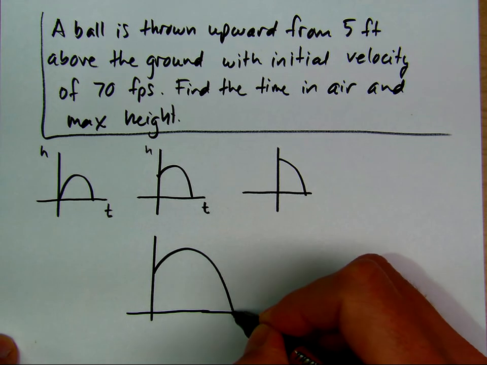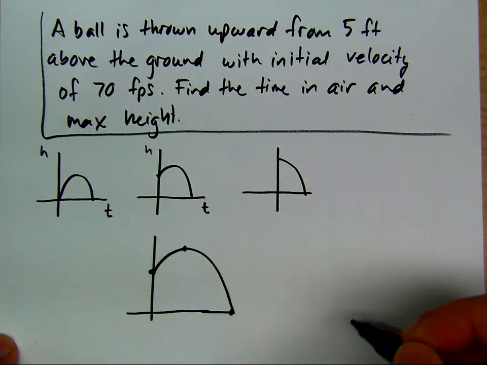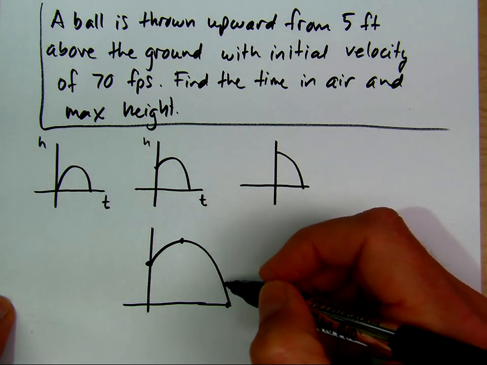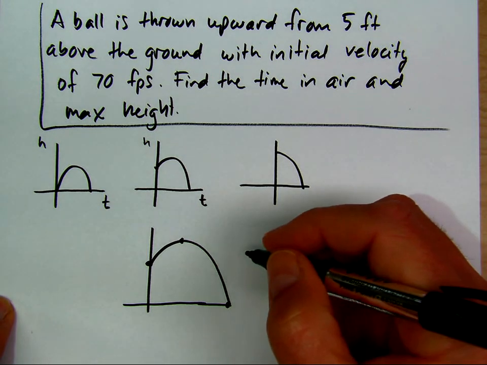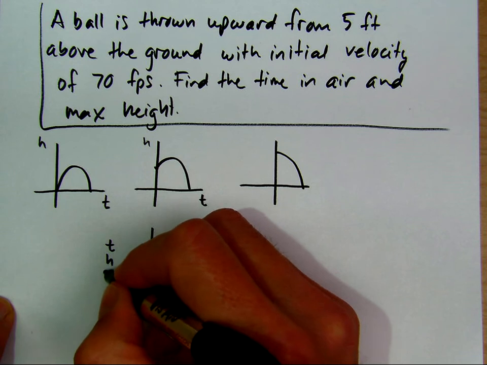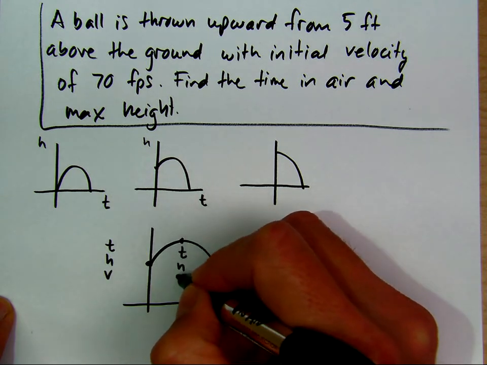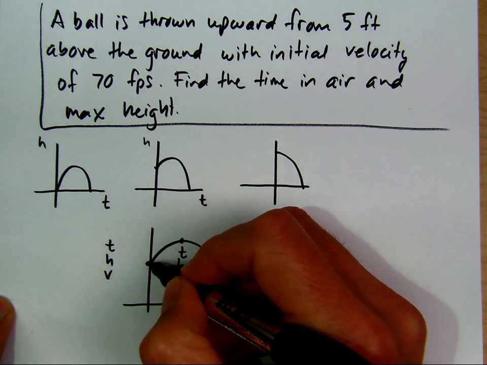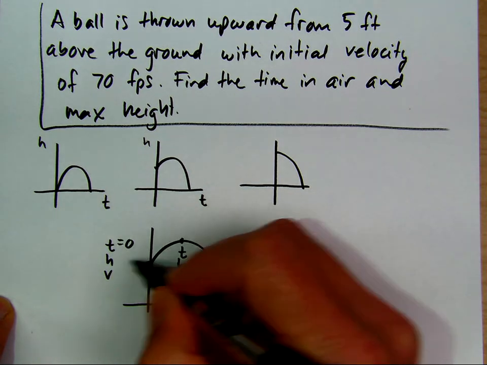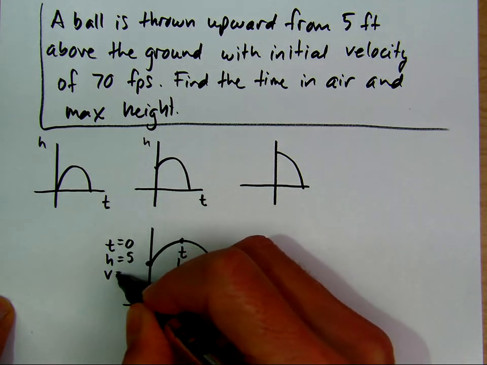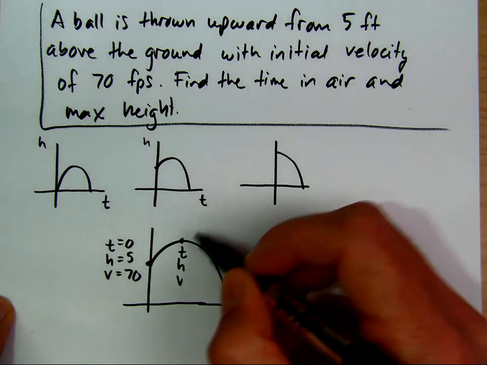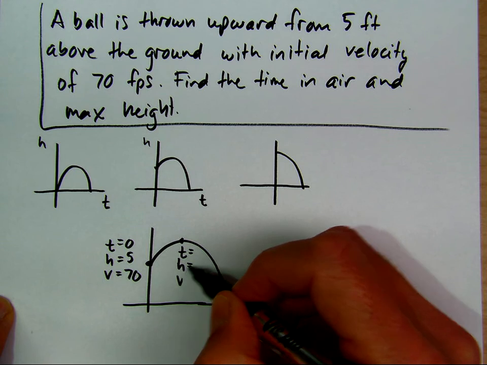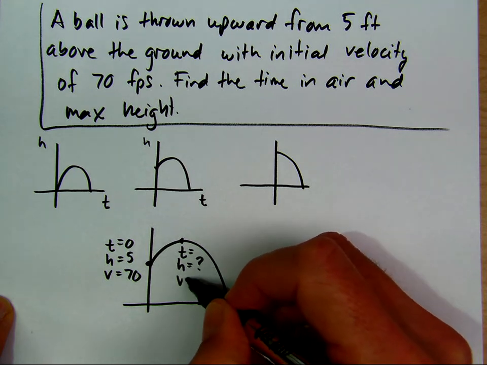And we want to fill in all the information that is given, and also information that we know, and we can find time, height, and velocity. Time, height, velocity for each of these. The time here is 0. The height was given as 5, and we know the velocity is 70. The time here we don't know. The height is what we're supposed to find, and the velocity we know is 0.